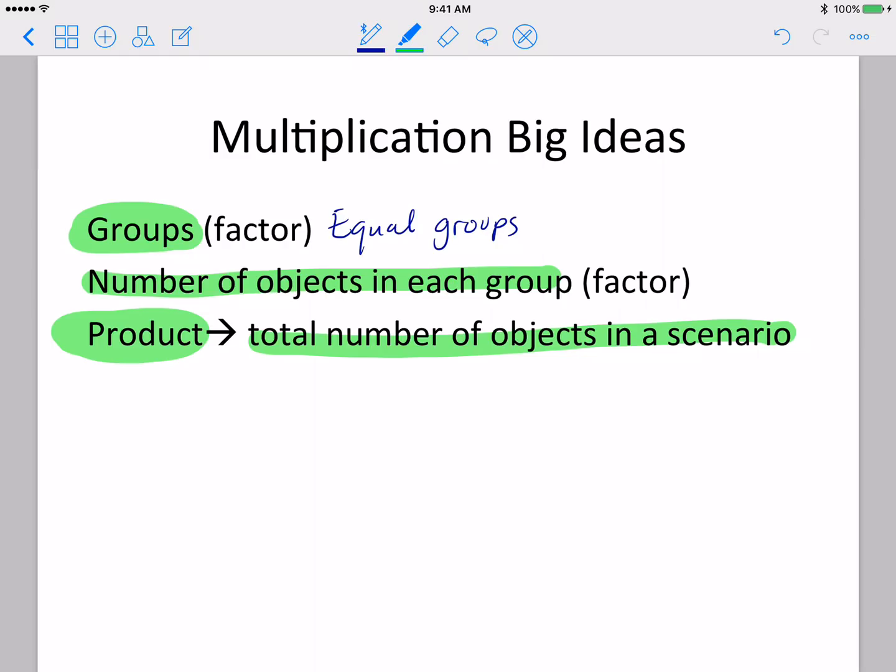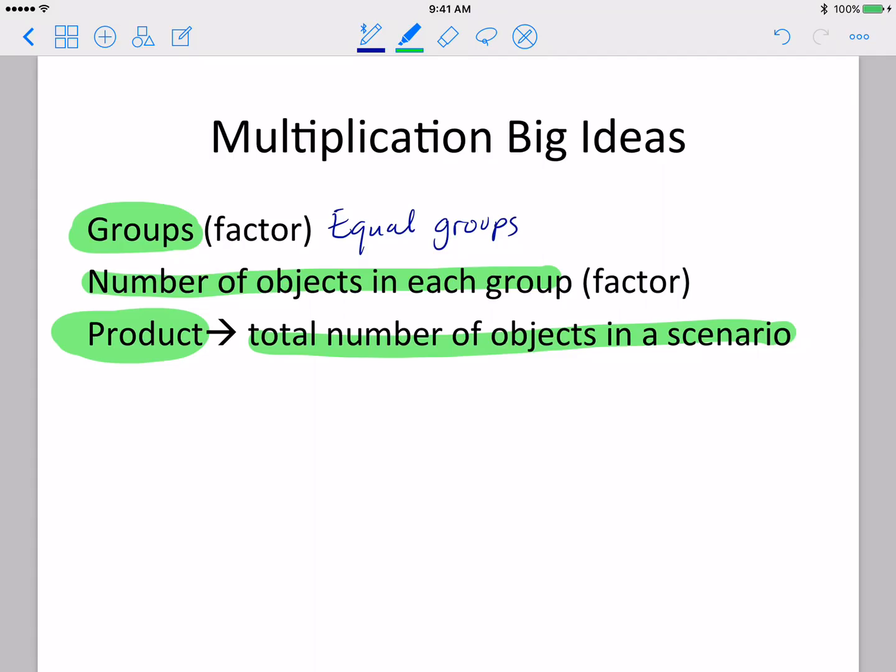The answer to an addition problem is called the sum. The answer to a subtraction problem is called the difference. We're finding the difference between two numbers. The answer to a multiplication problem is called the product. The answer to a division problem, which we're going to be talking about soon, is called the quotient. But multiplication today, that's what we're thinking about.